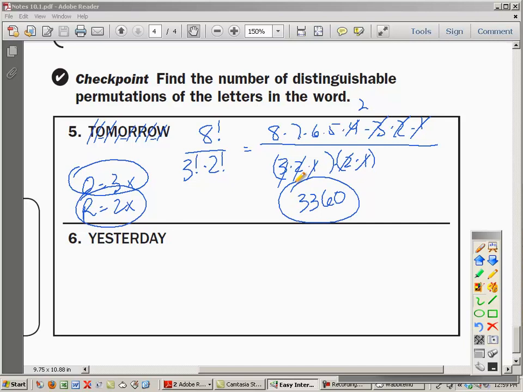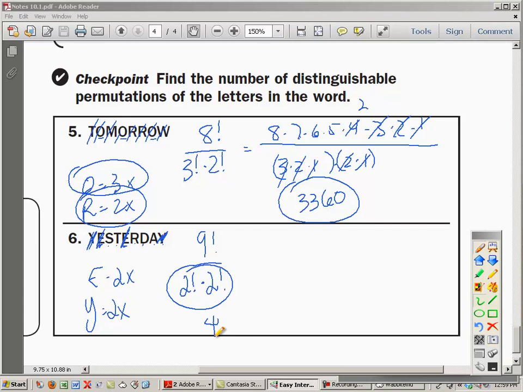In yesterday, we have 1, 2, 3, 4, 5, 6, 7, 8, 9 letters. So 9 factorial over. And then we have the letter E that's repeated twice. Any other letters repeat twice? Well, sure, the letter Y repeats twice. And so this is 2 factorial times 2 factorial, which really is essentially just 4, because 2 times 1 times 2 times 1 is just 4. So this is 9 factorial over 4.